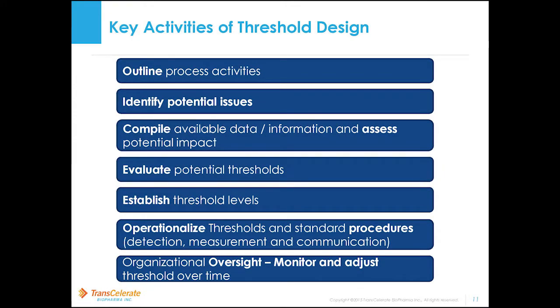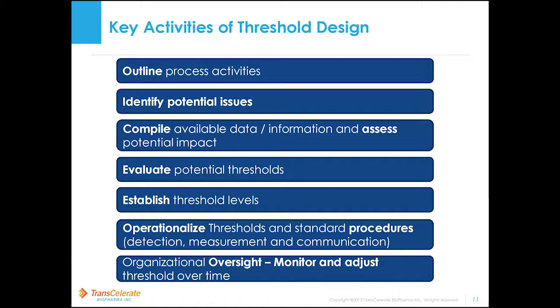This slide outlines key activities for threshold design. Threshold design starts with outlining the process, mapping out all inputs and outputs of the process, and when possible, a cross-functional team should be used for process mapping. Review the activities and identify what could be a potential issue. Then compile available data and information and use it to assess the potential impact of the issues.